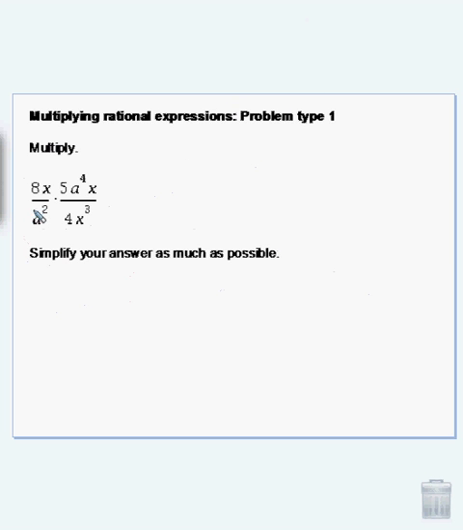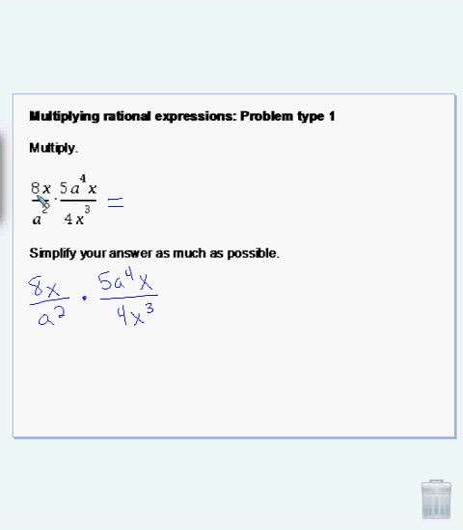For our next example, I have 8x over a squared times 5a to the 4th x over 4x to the 3rd. Again, I'm going to show both methods for doing this. And really, it's the same thing as you saw in the last example. You get the same answer. It's just a matter of personal preference. Which do you like to do? Cross cancel first and then multiply, or multiply first and then reduce?